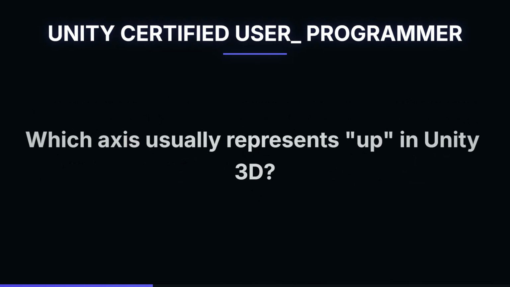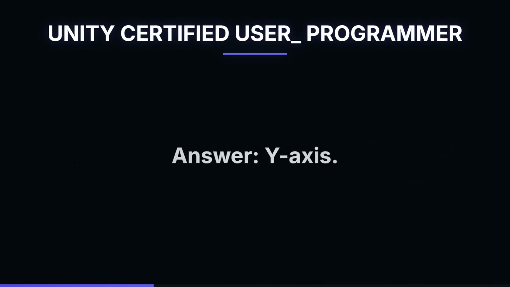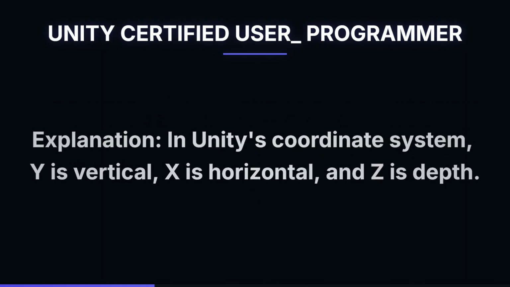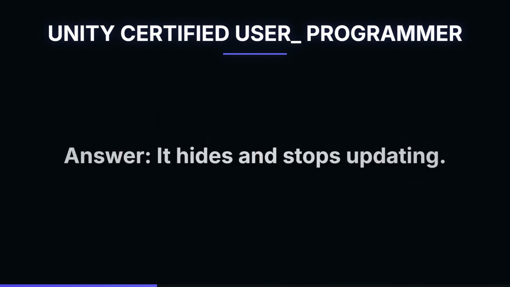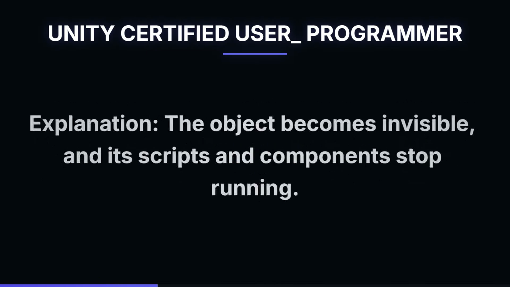7. Which axis usually represents up in Unity 3D? Answer: y-axis. Explanation: in Unity's coordinate system, y is vertical, x is horizontal, and z is depth. 8. What happens if you disable a game object in the inspector? Answer: it hides and stops updating. Explanation: the object becomes invisible, and its scripts and components stop running.